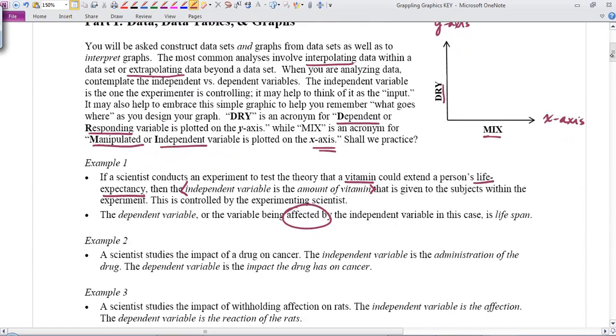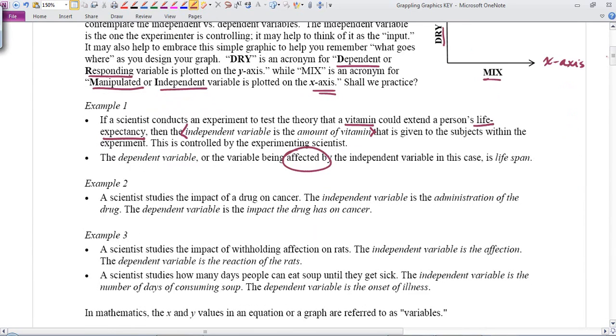All right, let's try another. A scientist studies the impact of a drug on cancer. Well, again, the independent variable is the administration of the drug, or the dosage of the drug. How often do you get it? How much do you get? Etc. The dependent variable is the impact that the drug would have on the cancer. However, you can measure that. Reduction in the size of a tumor, maybe slowing down the mitotic rate of the cell division inside a tumor, etc.